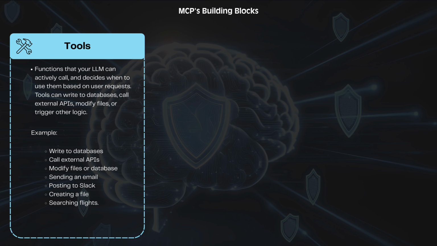For example, tools can write to databases, call external APIs, modify files or databases, send an email or post it to Slack, create a file, or search for flights online. Tools are what make an AI agent truly agentic. They can take action, not just retrieve information.